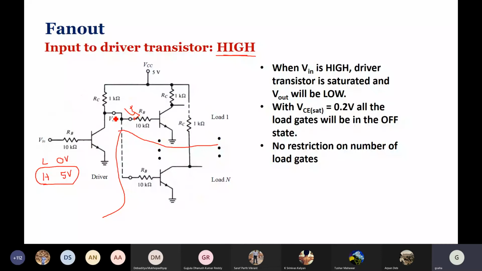Since there is no current flowing in this direction, nothing is happening over here. So 0.1, 0.2 volt, that will be there. Whether we connect one load or two loads, similar such device, there is no change in the output. So 0.1 volt or 0.2 volt will be there. And there is as such no restriction on the number of load gates that we can connect. Similar such gates that we can connect.